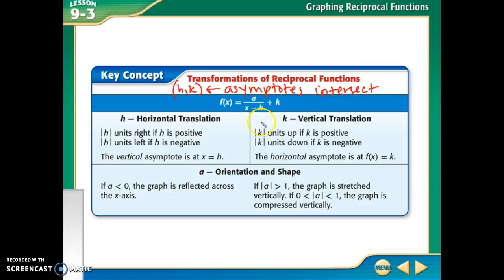That A value is going to tell us two things. One, it tells us if it's in quadrants 1 and 3, if it's a positive A value, or if we reflect it and it's a negative A, it becomes quadrants 2 and 4. So 1 and 3 normally, 2 and 4 if it's reflected. And then that A also tells us if it's stretched or compressed, so if it's pulled away or getting closer to that intersection.